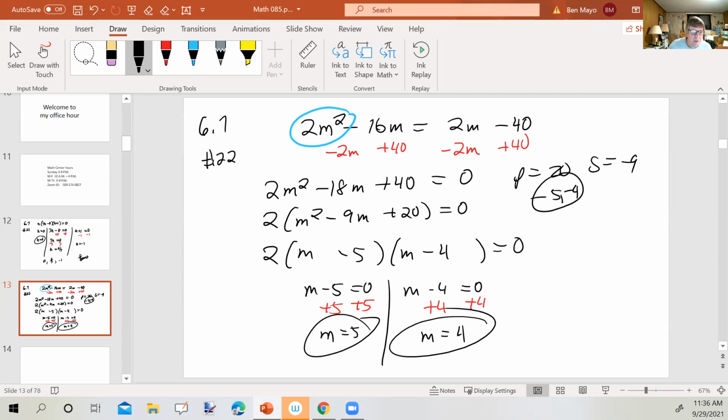Next up is number 26 from that same section. Let's see here.